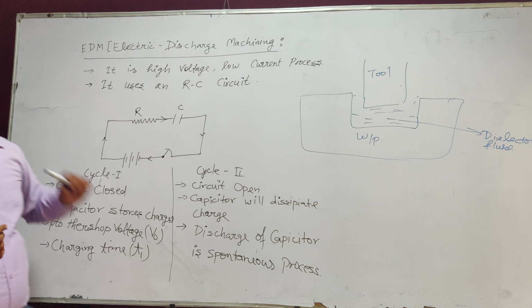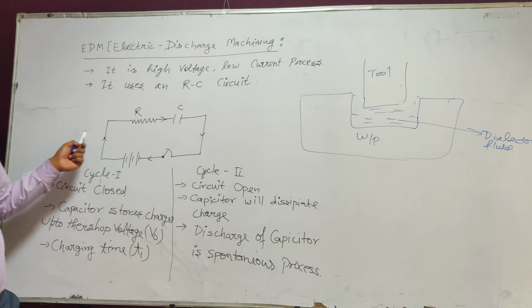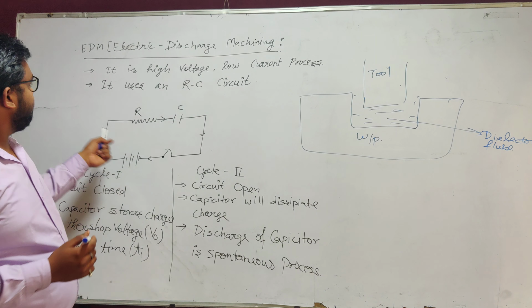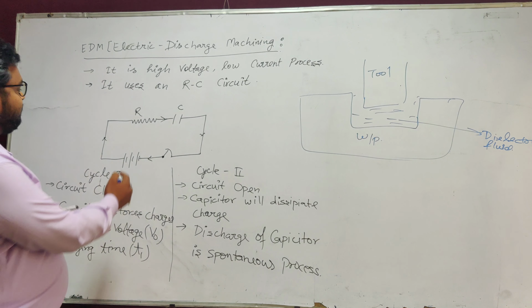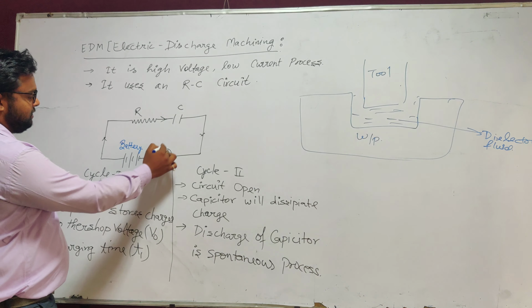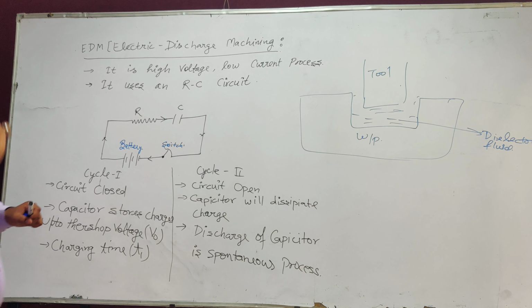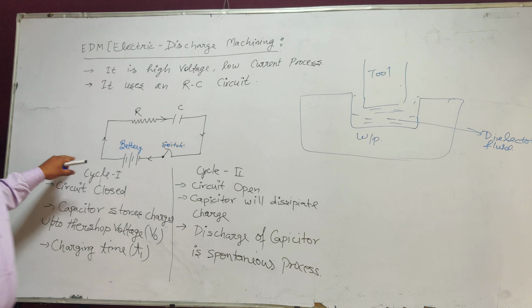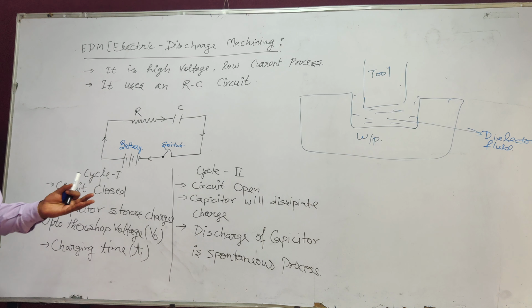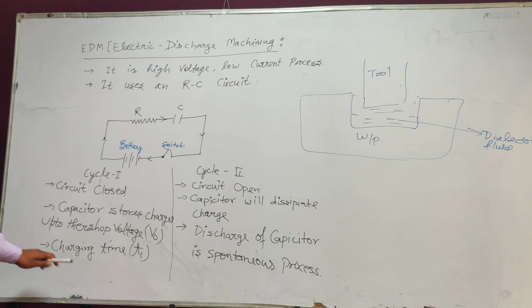It uses an RC circuit. RC means resistance and capacitance. So this circuit follows the EDM process. This is the battery and this is the switch, the on-off switch. So in the first cycle, when the circuit is closed, the capacitor stores charge up to the threshold voltage V0.